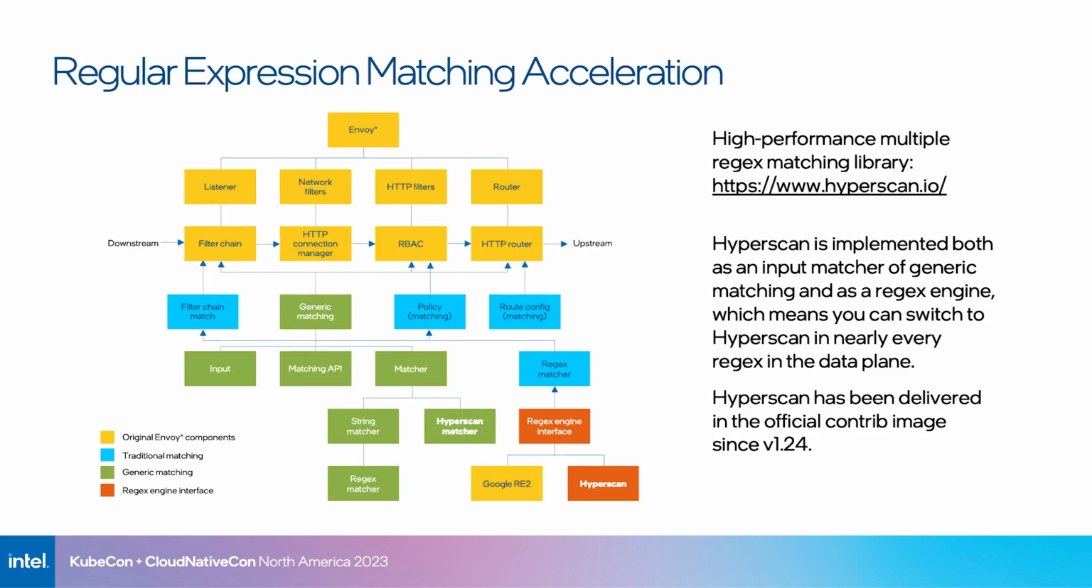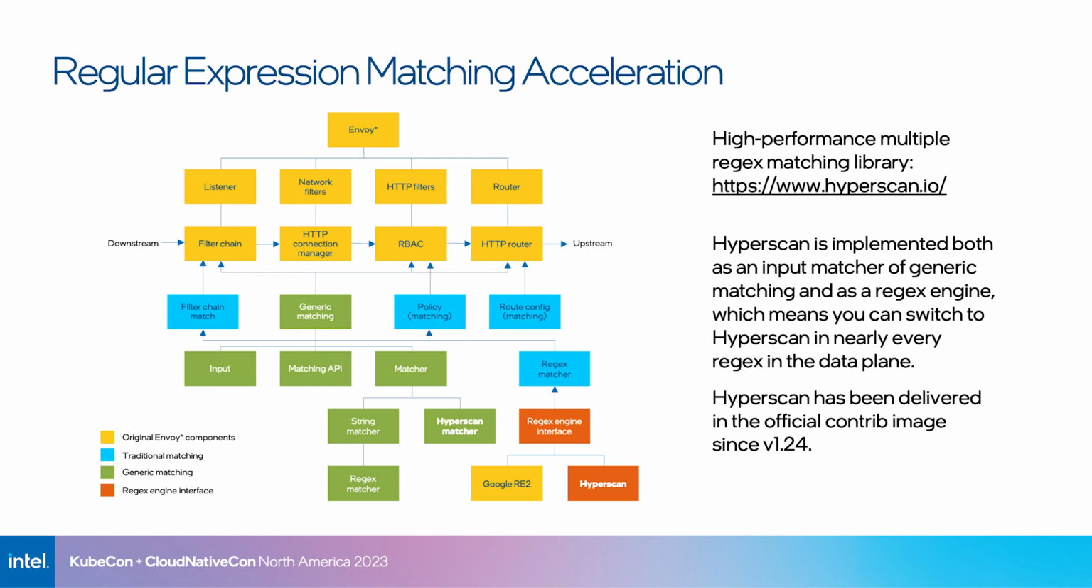Regular expression matching is utilized in Envoy in multiple places, such as filter matching, role-based access matching, and routing matching, etc. By default, upstream Envoy utilizes RE2 as the regular expression matching engine. It is low performance and the matching will take a longer time, especially if, for example, the routing rules have more entries. Hyperscan is a high-performance regular expression matching engine, which is also based on AVX-512.